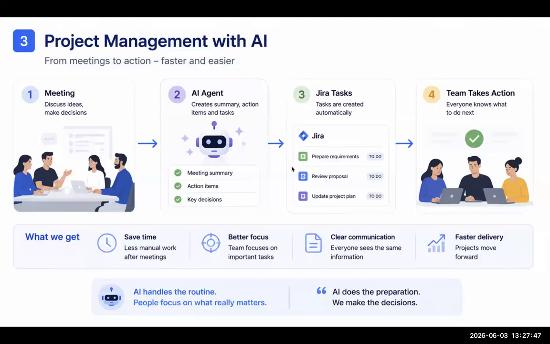Let's go to project management. We have meetings every week. After meetings, we need notes and tasks. AI can help with this. The agent creates a summary, creates action items, and prepares Jira tasks. So a lot of routine work is already done.